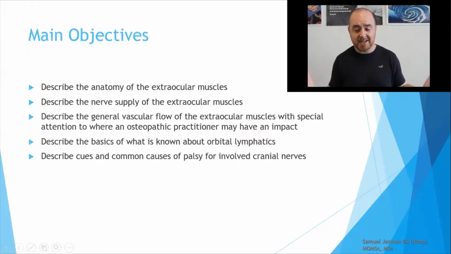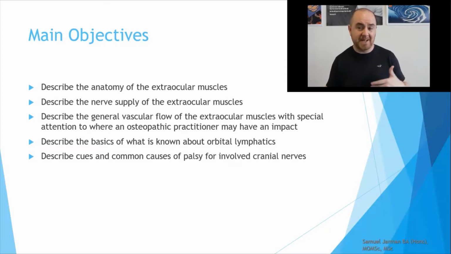So the basic aims here, or the main objectives: describe the general anatomy of the extraocular muscles, describe the nerve supply of those muscles, the general vascular flow, and special attention to the areas where an osteopathic practitioner might be able to have some impact. So we don't necessarily need to get extremely granular about all the small branches within the orbit to the extraocular muscles, but we should understand to some degree the areas where we can have an impact if there is some form of pressure that is safe to treat on that region.